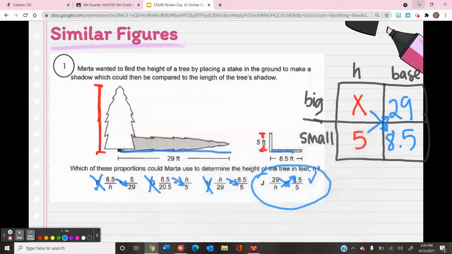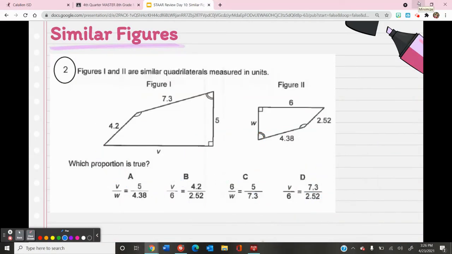For number 2, it says figure 1 and 2 are similar quadrilaterals measured in units. Which proportion is true? Now we're going to go ahead and start off by color coding this. So starting off here on this side, I have 4.2. Now I want to go over to figure 2, and I want to highlight the same side. So here I have 2.52. It is connected at this angle. So right here, this is its corresponding side.